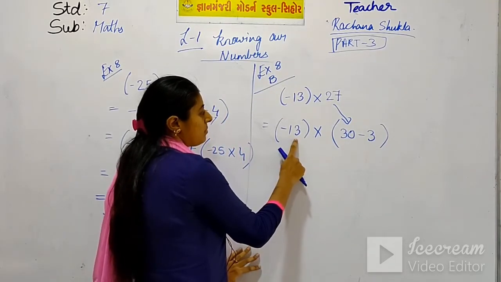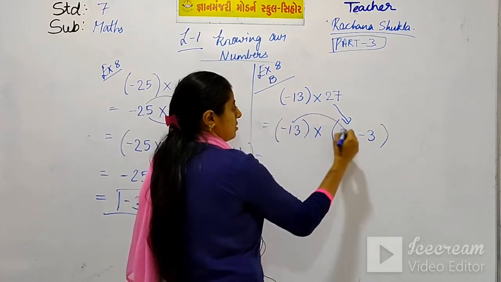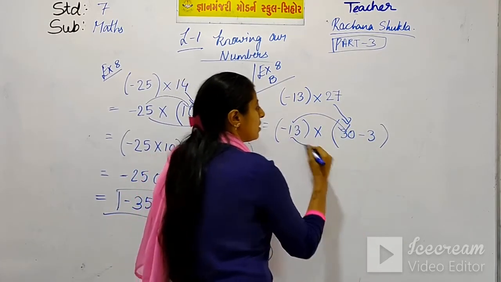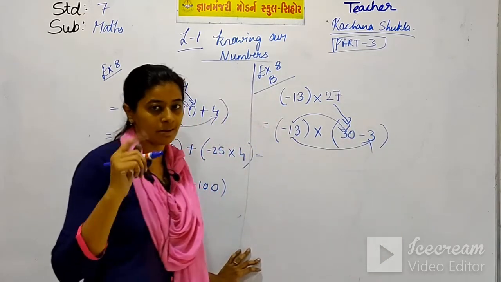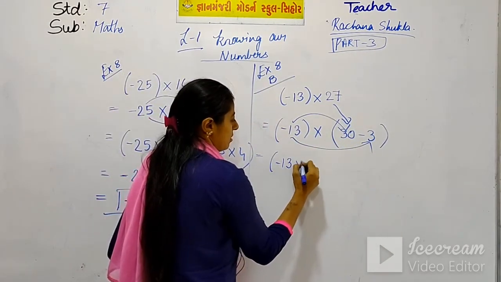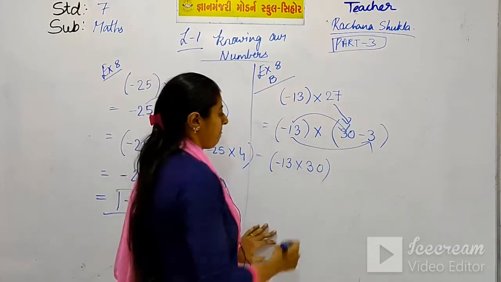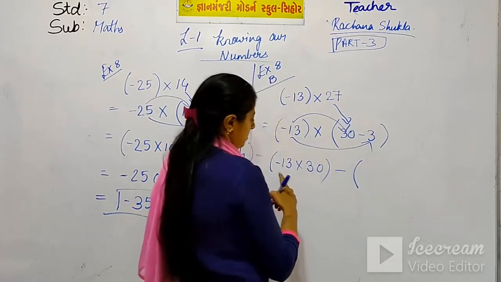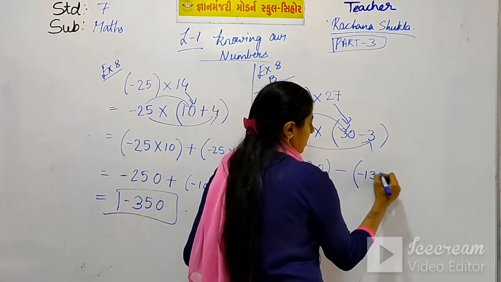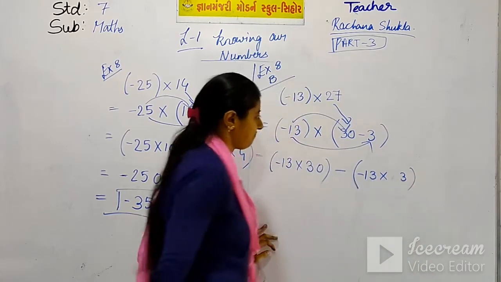Now this is mom, this is you and this is your brother or sister. So she will go with you. She will go with your brother or sister. Again multiply. Minus 13 into 30 minus 13 into minus 3. Sorry, 3.